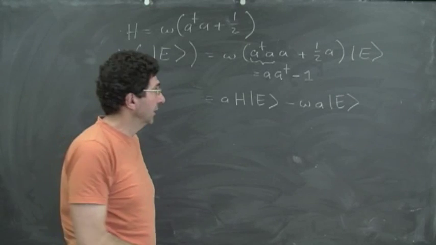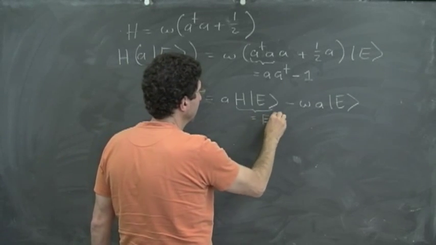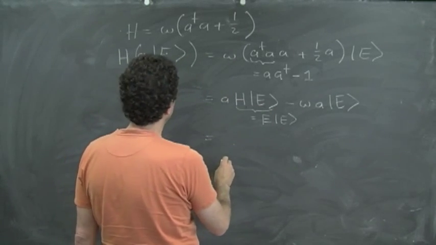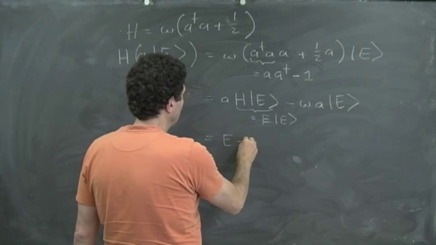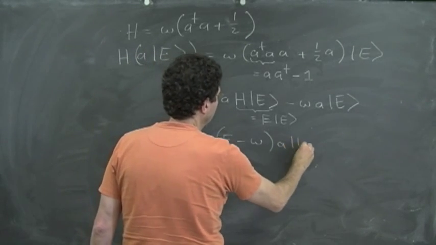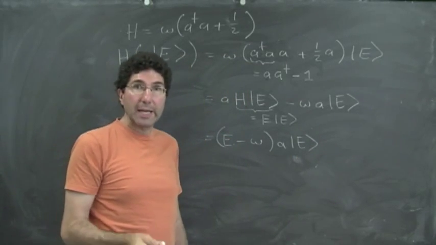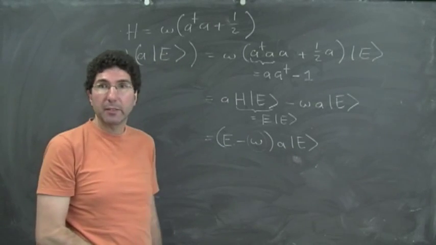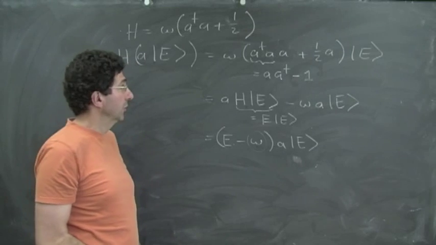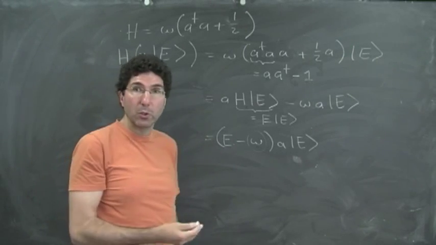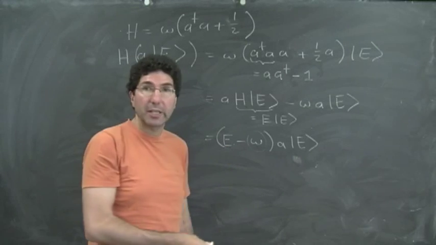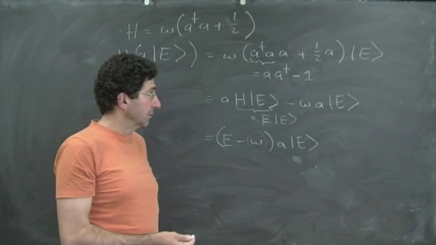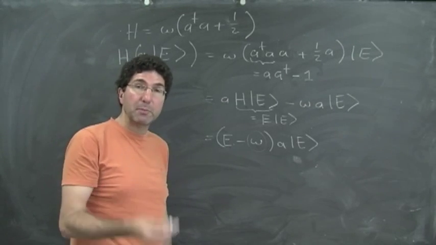So we get this formula here, but this, of course, is just E times E, because E is an energy eigenstate. And so what I see is that in the end, what I get is E minus omega times a E. So in other words, a E is an energy eigenstate with an energy reduced by an amount omega. Okay? So in other words, a is a lowering operator. It lowers the energy by an amount omega. Okay? Now, this system must have an energy that's bounded from below.